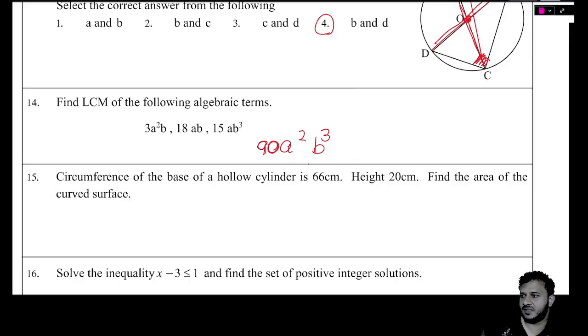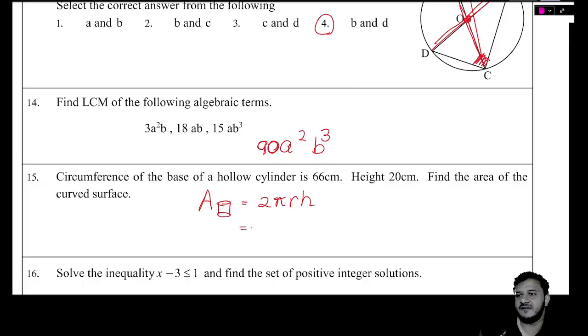Circumference of the base of a hollow cylinder is this much. Okay. Height is this much. Curved surface area. The curved surface area of a cylinder is, I have told you all so many times, 2 pi RH. 2 pi RH.